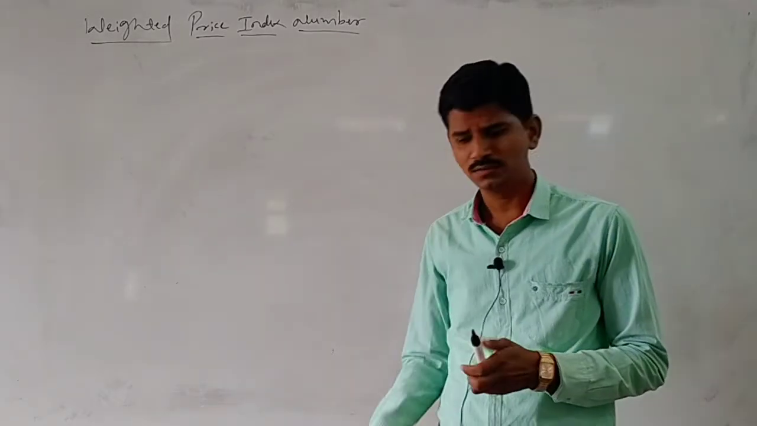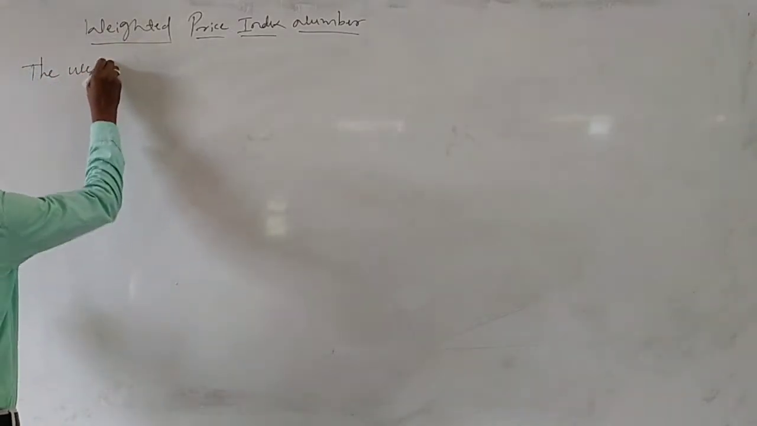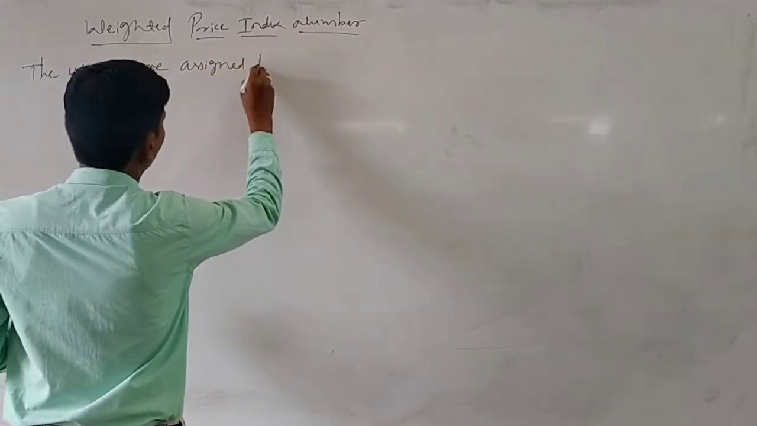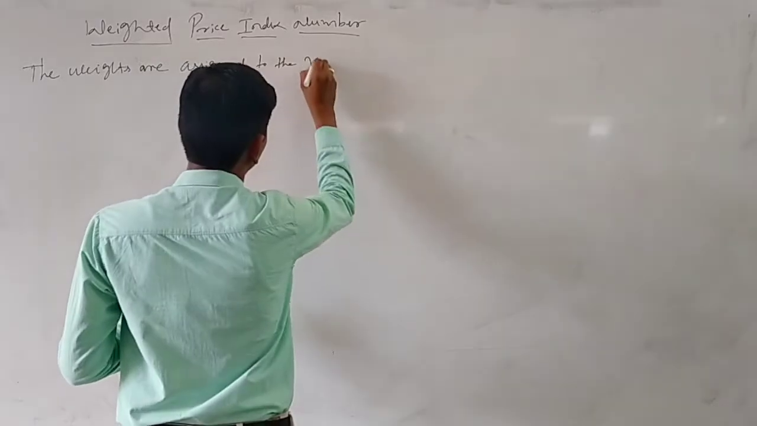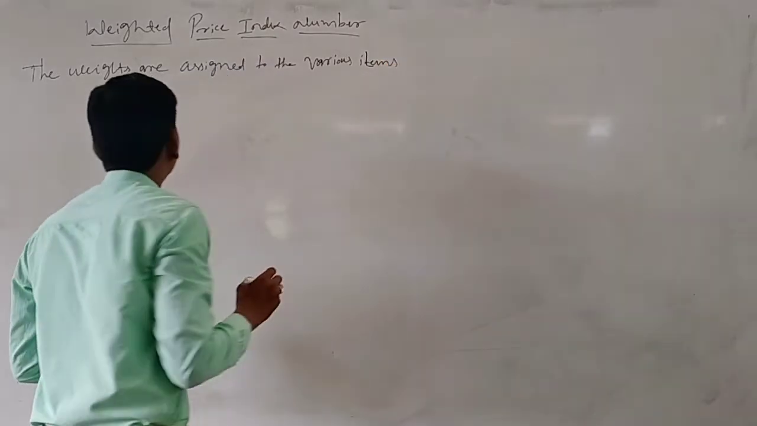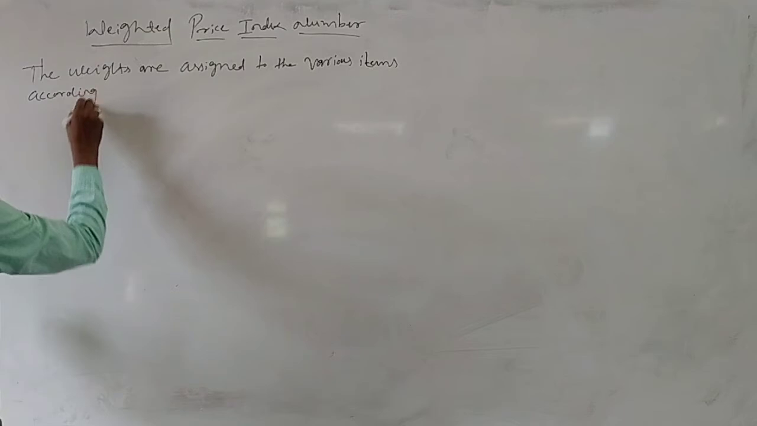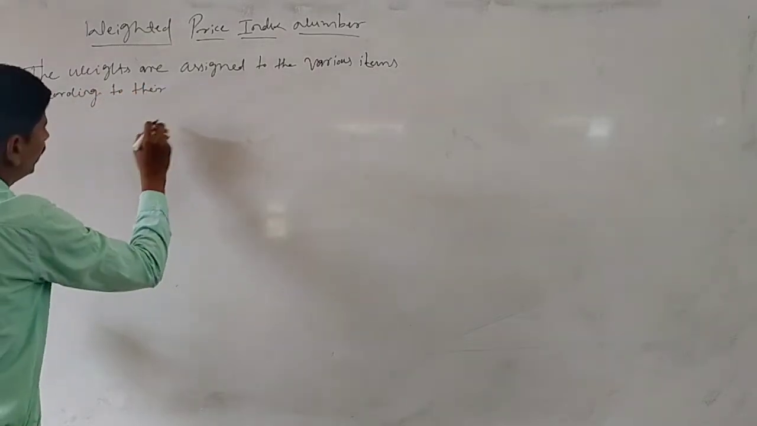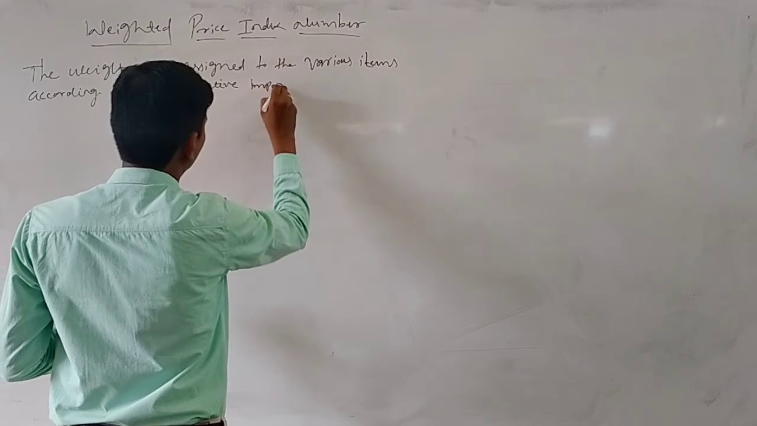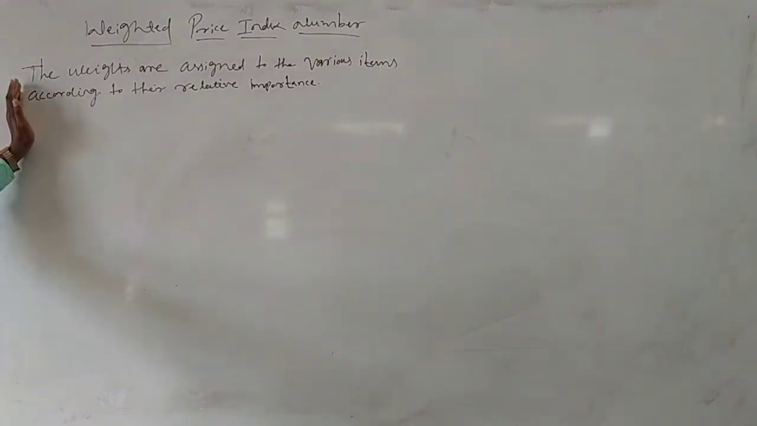Then what is a weighted price index number? When weights are assigned to the various items according to their relative importance, it is called a weighted index number.